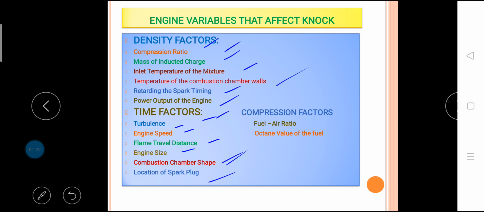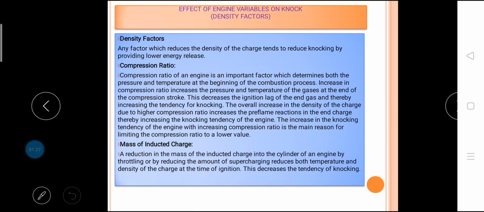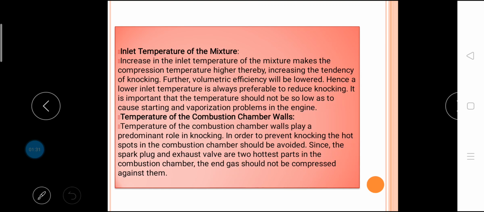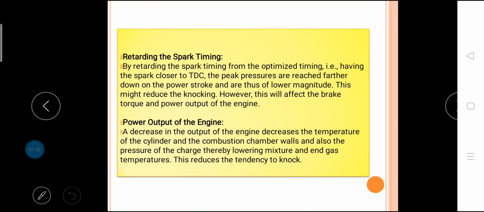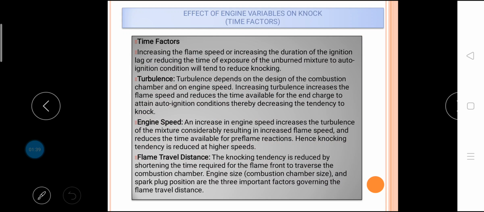Next, compression factors. Before going to compression factors, let's see the slides. Density factors I have told earlier. This slide I also discussed. These are the time factors that I have already told.